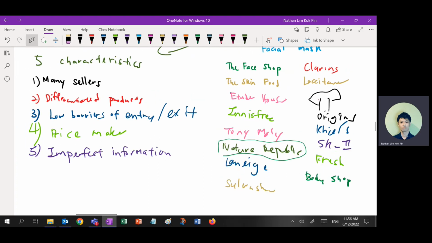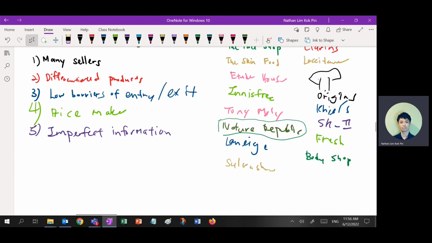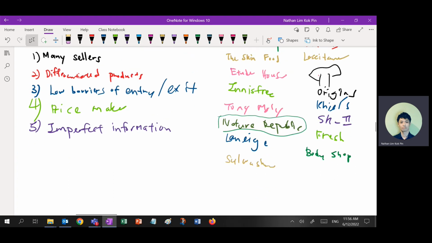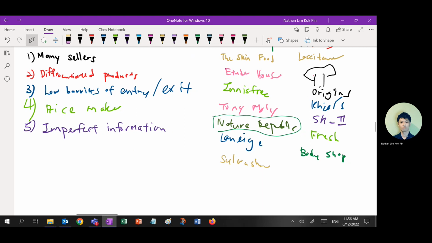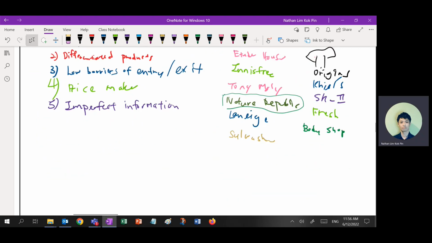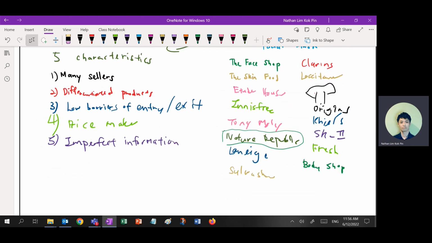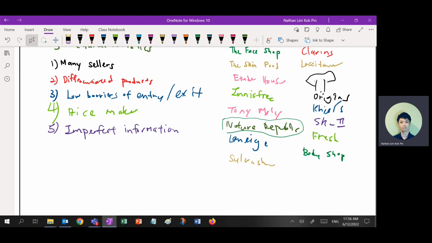After you know the characteristics, it's the same for everything. Like I said, this is just one example. Same for your computer, your mouse, your glasses, your K-pop. K-pop is also monopolistic competition. Different K-pop groups, right? Think about that. Jackson Wang, what does he show?